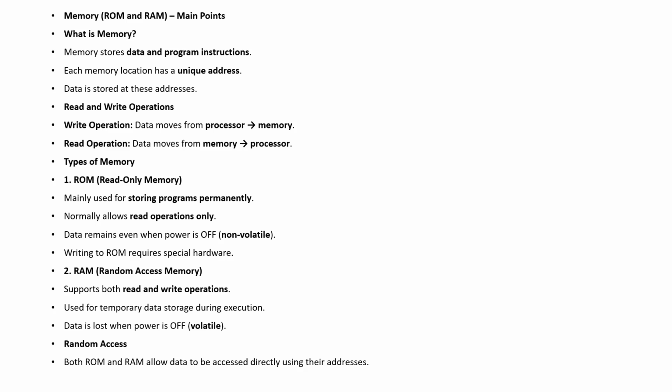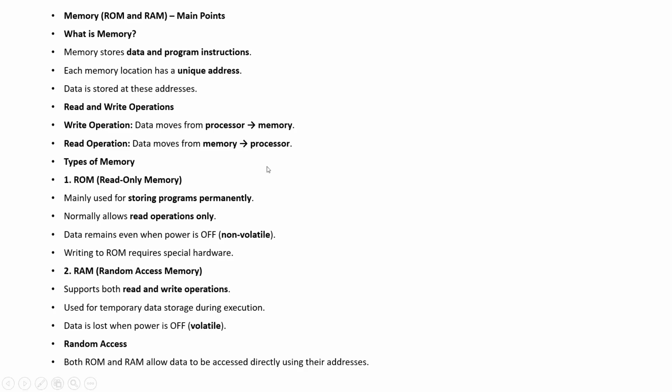What is write operation? Data moves from processor to memory. So write operation means when data moves from processor to memory. Read operation means data moves from memory to processor. Please remember this: data moves from processor to memory in write operation, and in read operation data moves from memory to processor.